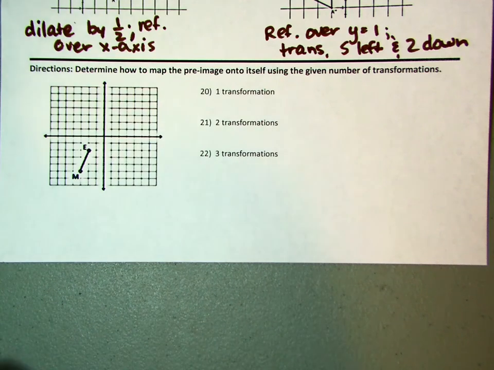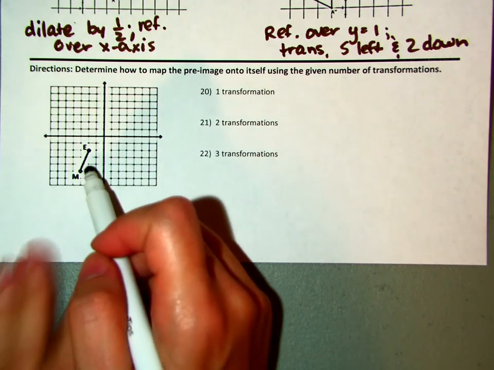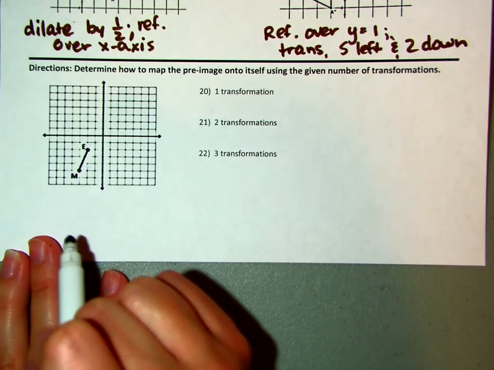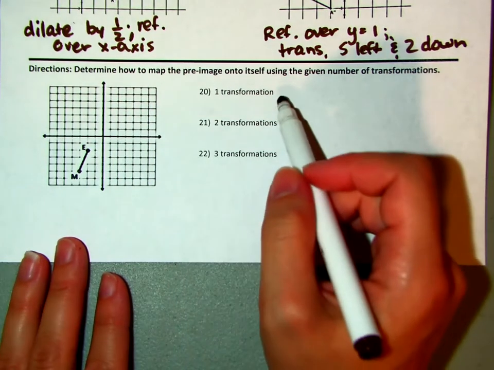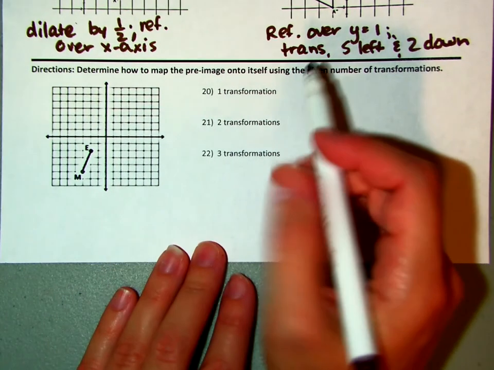So numbers 20 through 22, we're just mapping a pre-image onto itself. Basically, we just want to carry it, do something, and put it back right where it's at. If we're only given one transformation, you can approach this different ways.